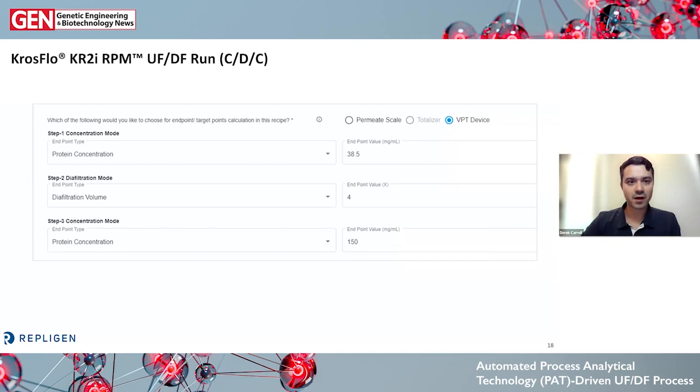All right, we'll get into an example run. So in this run, this is a UFDF run, CDC. You can see in the configuration of the recipe, you can actually select either permeate scale or VPT device. In this case, since we want to control the concentration stages based on the readings by the Flow VPX, we select VPT device. Then we choose our endpoint as a protein concentration, and we can directly input what concentration we want for diafiltration and as well for the end of the process. So in this case, we're targeting 38.5 mg per mL, 4 dia volumes, and a final concentration of 150.